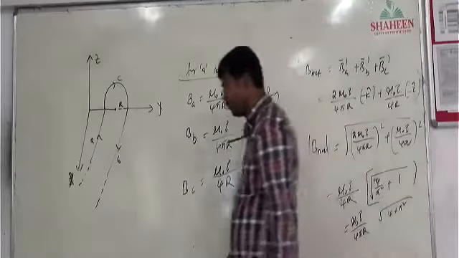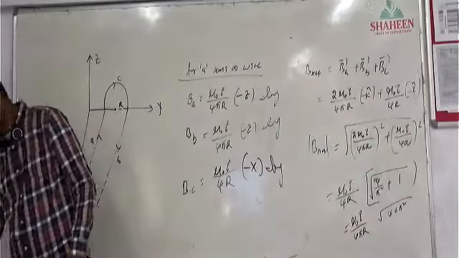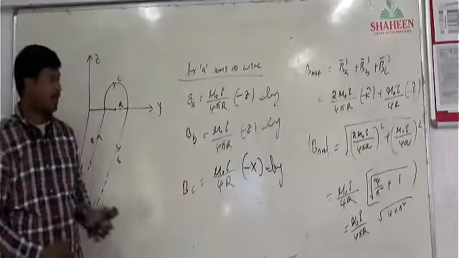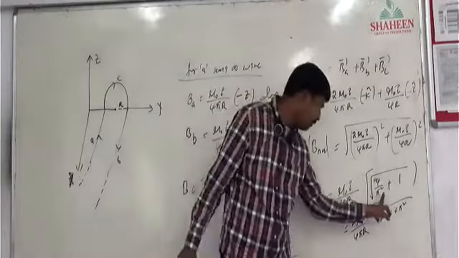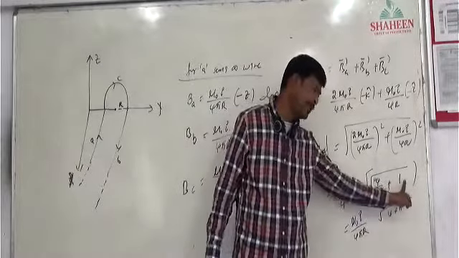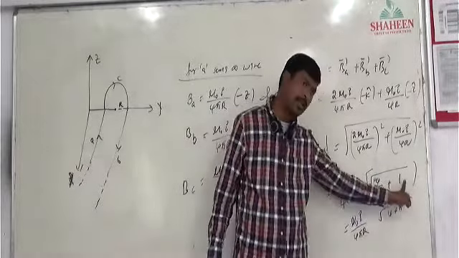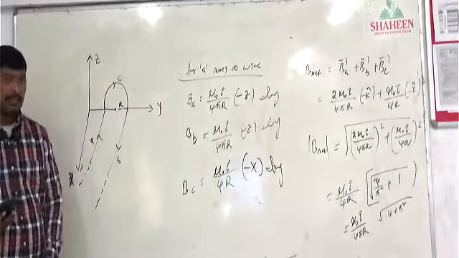Clear? Mu naught I by 4 pi r into root over 4 plus pi square. This you understood now. I have taken pi square as LCM. 4 plus pi square divided by pi square. Pi square root will come out pi only. Then 4 plus pi square inside it is there.